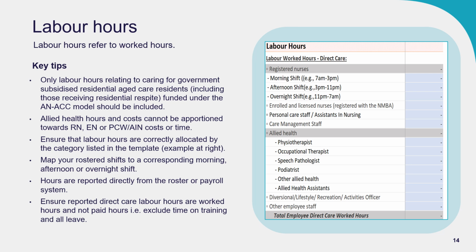Labour hours must be categorised according to the category shown in the example. For rostered shifts, ensure they are categorised by morning, afternoon, or overnight. Wherever possible, hours should be reported directly from the roster or payroll system. Ensure reported direct care labour hours are worked hours rather than paid hours, meaning time spent on training or leave should not be included.